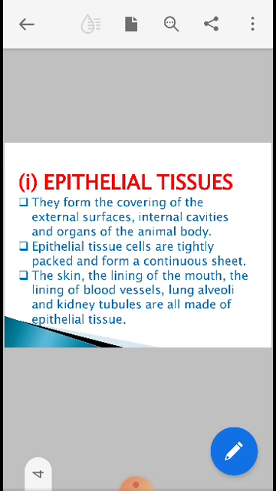Now, when we talk about epithelial tissues, anything entering or leaving the body must cross at least one layer of epithelium. So, what happens on account of this? The permeability of the cells of various epithelia plays an important role in regulating the exchange of materials between the body and the external environment and also between the different parts of the body. So, it acts as a permeable layer that allows the exchange of materials.